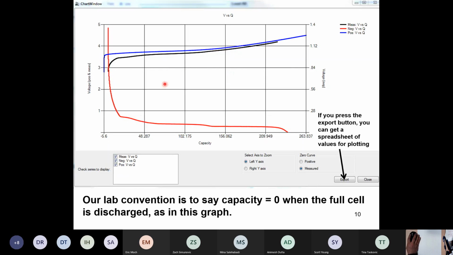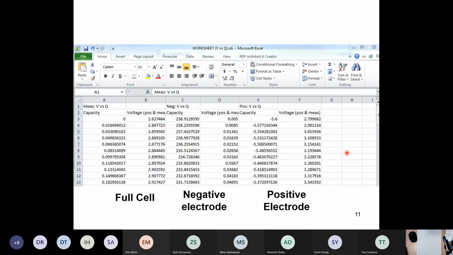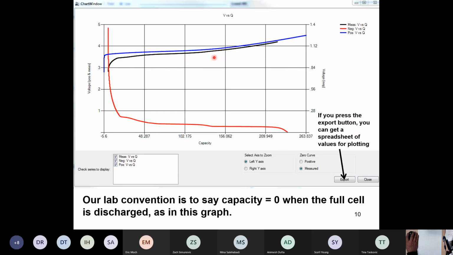And then if you push the export button, you get a spreadsheet of values. So you get, for the full cell, the measured capacity and the measured voltage. And you get the negative electrode, the capacity and the voltage. And you get the positive, the capacity and the voltage. So you can make a nice graph, with better axes and proper labels, better than that.